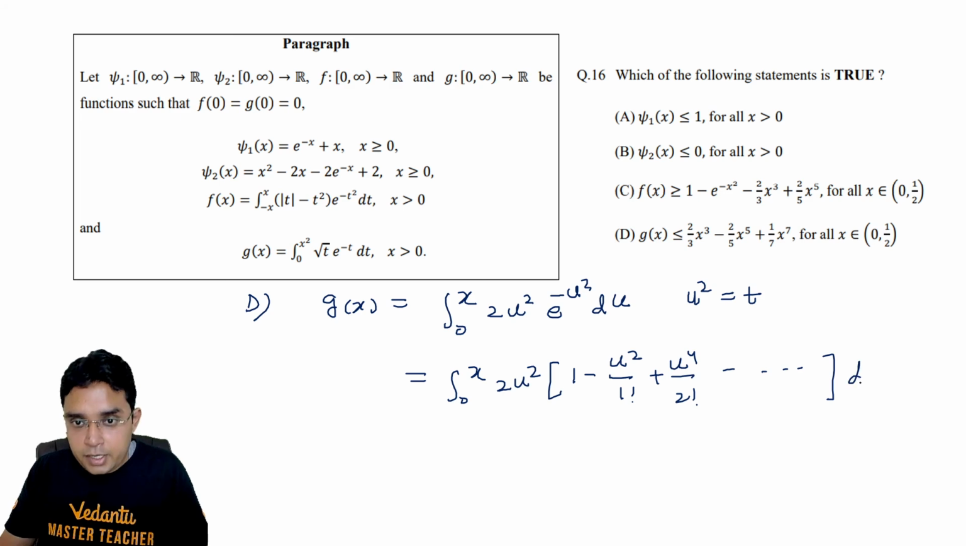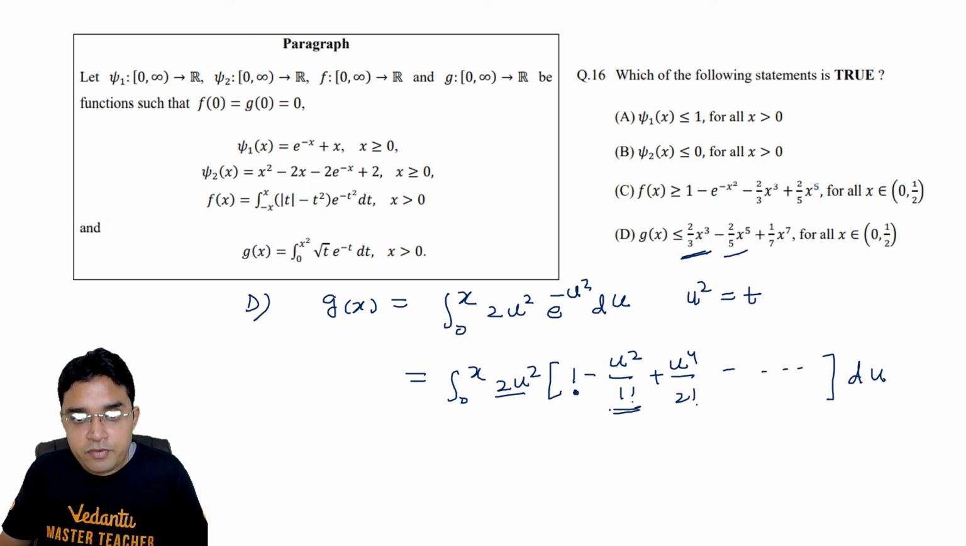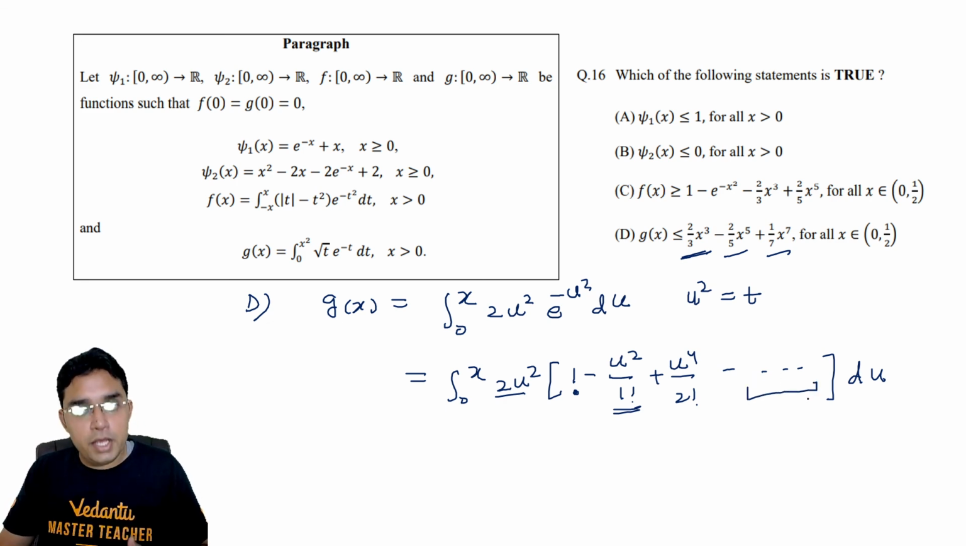Now you can check, if we start doing the integration, this 2 upon 3 x cube will come after the integration of 2u square into 1. Similarly, this 2 upon 5 into x power 5 will come when we integrate 2u power 4. And similarly, this 1 upon 7 x power 7 will be obtained when we integrate this 2u square into u power 4 upon 2. And the remaining terms are with a minus sign, so they are all ignored.